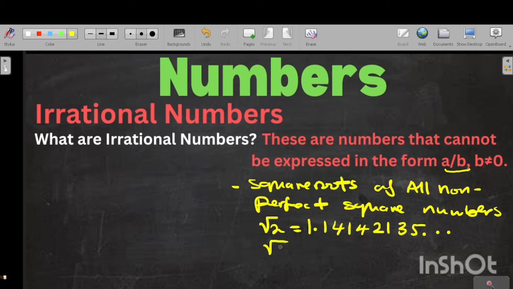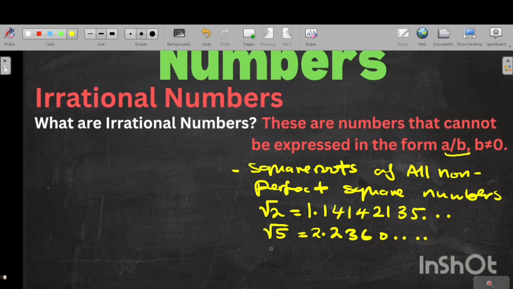Another good example is root 5. It will also give you non-recurring decimals that are going to be continuous, and all of them are going to be different. So we're going to have 2.2360 and so on. Another example is pi. So the value of pi is 3.1415926 and so on. So you can see that all the numbers are different. Okay, so all these numbers that are like this are irrational numbers. They cannot be expressed in the form of a over b, or they cannot be expressed as fractions.